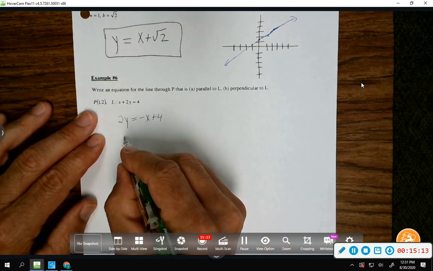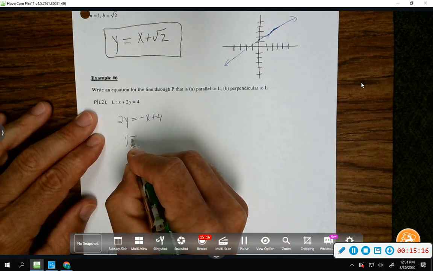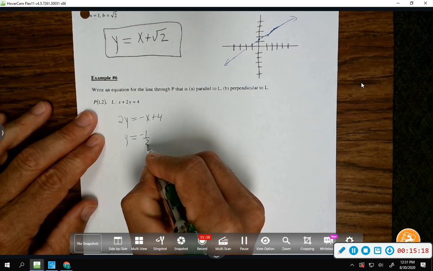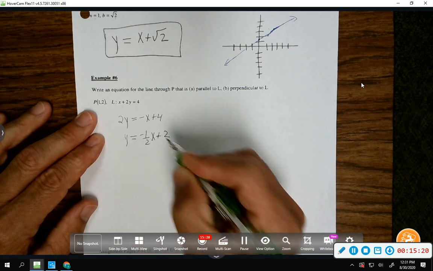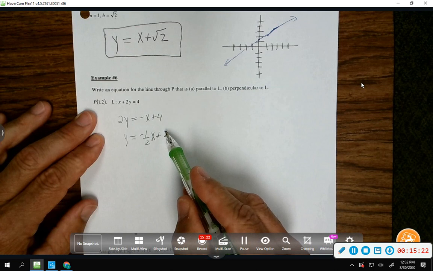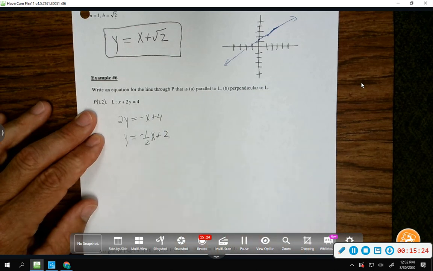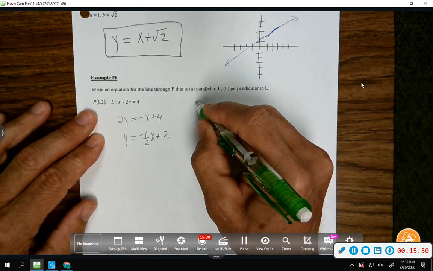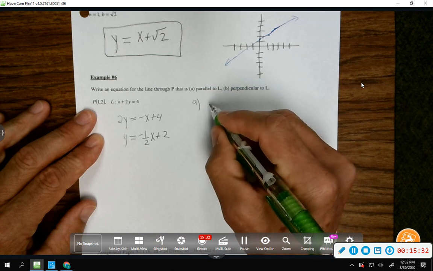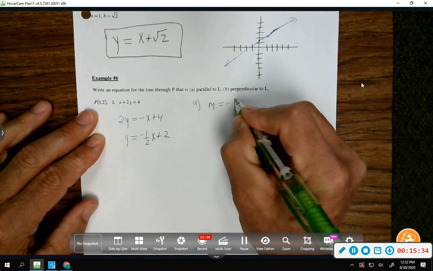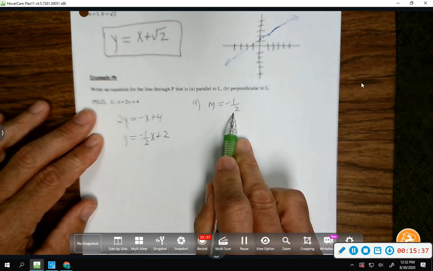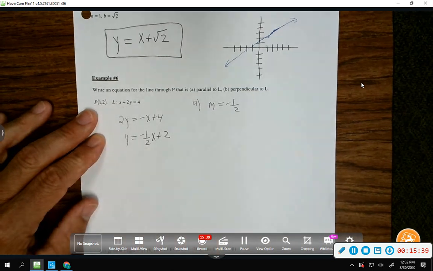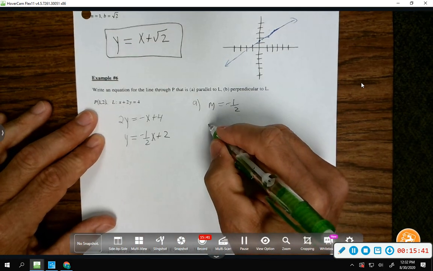Divide both sides of the equation by 2. 4 divided by 2 is 2. We really don't care about the y-intercept here, just as long as we don't get the same y-intercept. Then that would be a problem. Okay? And now for part A, we want to use that same slope. So here's my slope. There's the point that it's passing through. Here's how I like to write this.